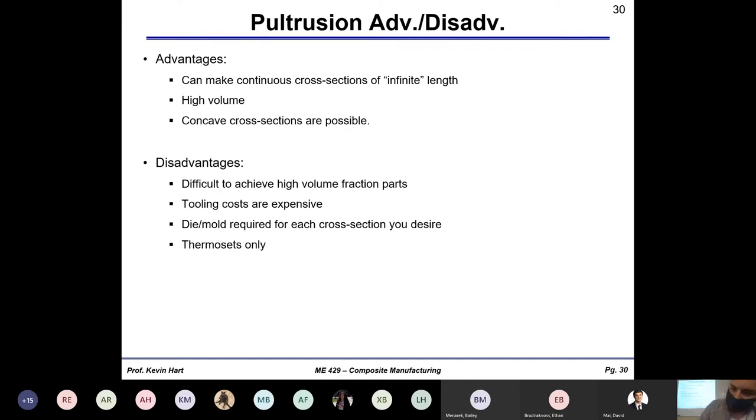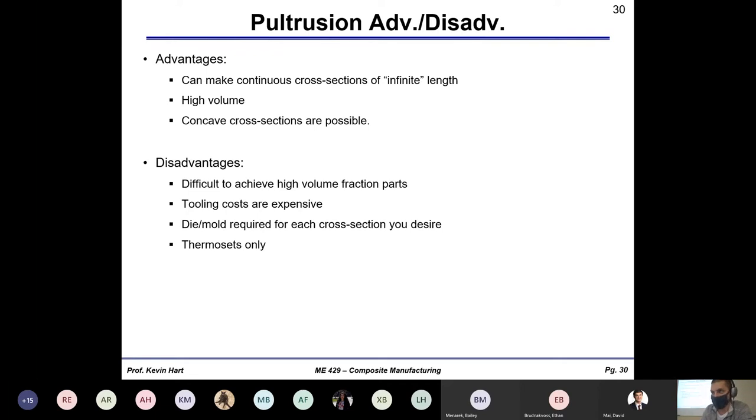Disadvantages, though: sometimes it can be pretty difficult to achieve high fiber volume fractions in this particular situation. And that's just because of how the fibers are coming in. It can sometimes be difficult to align them around, let's say, sharp edges of the cross section and so on. So sometimes it can be hard to achieve these high volume fractions.